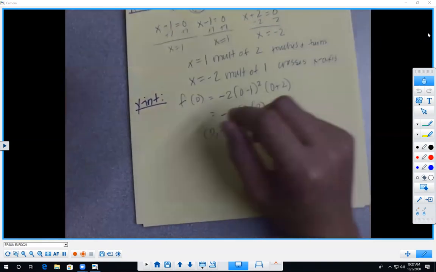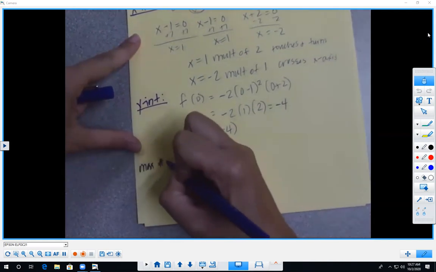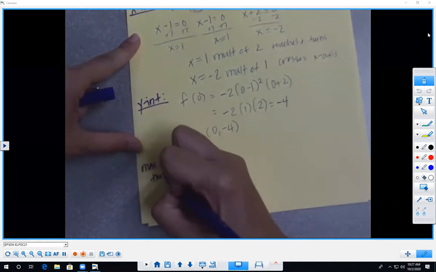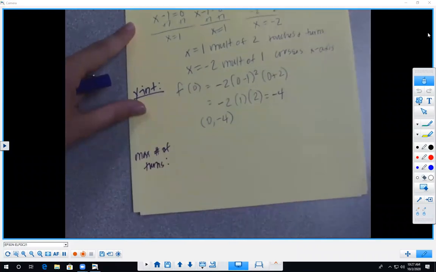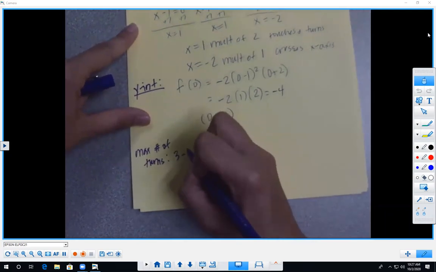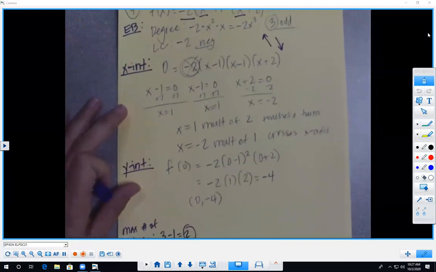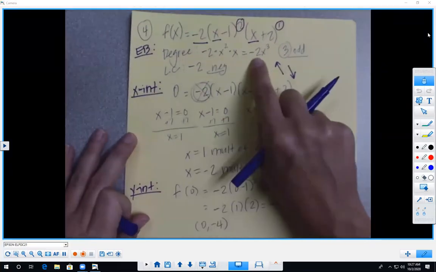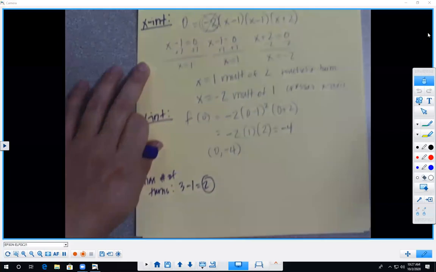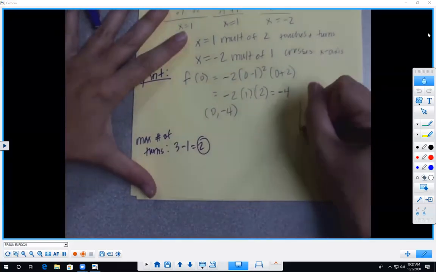And what's the max number of turns here? Degree minus 1. Degree is 3 minus 1, because it was -2x to the third. Okay, so let's graph this now.